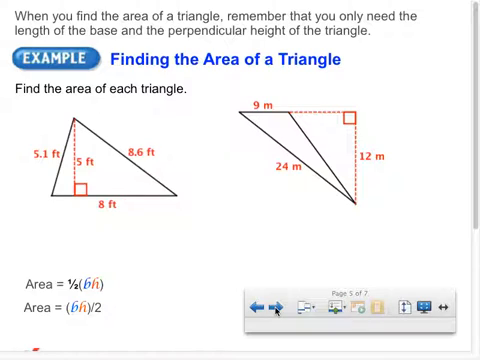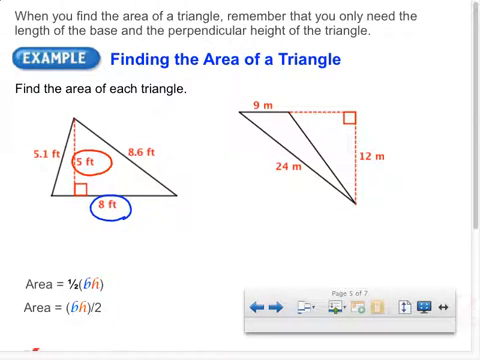Okay, for this first triangle, who can tell me what is the base of the triangle? Now, if you notice, they give you some extra measurements, but that's just there to throw you off. What is the base of this triangle? Womack. 8 feet, very good. So here's my base. And what's the height gonna be? 5, excellent. There's my height.